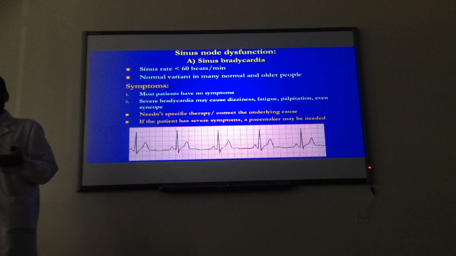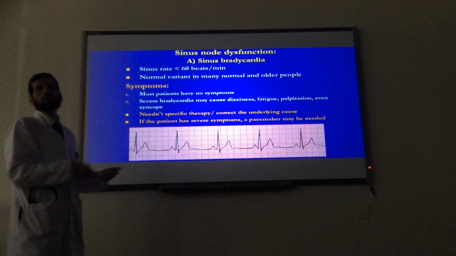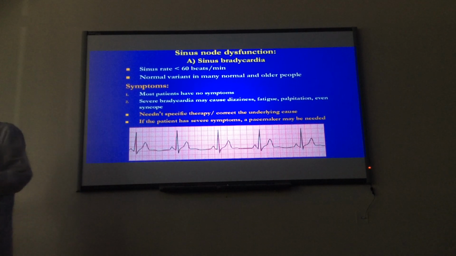Don't worry about it. So this could be a normal variant, and most of the time there are no symptoms related to it. If they have bradycardia with dizziness, fatigue, palpitations, or syncope, and there is no other explanation, then they may need a pacemaker. Very rarely do you put in a pacemaker just for sinus bradycardia. So this is the first condition, sinus bradycardia.